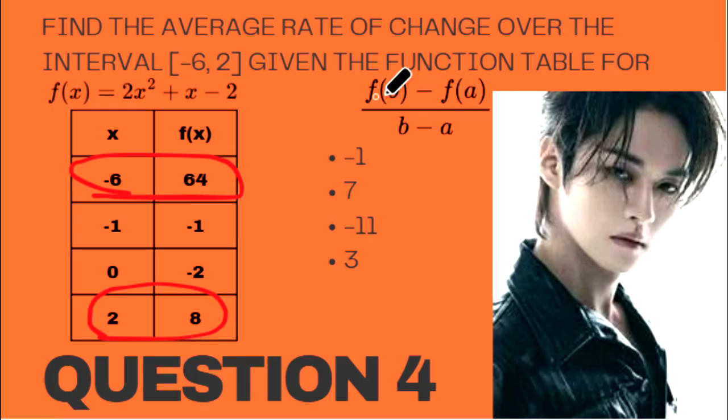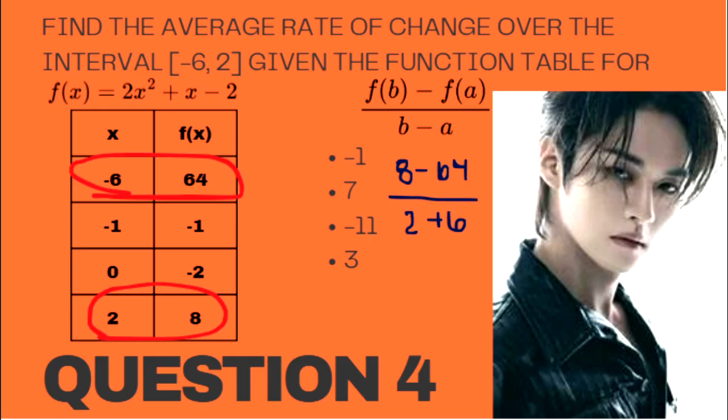Okay, so we need f of b, which is 64, minus f of a, which is, oh my goodness, look, I'm messing it up already, and I'm going to change to black because I don't like the way this looks. So we have f of b is 8, minus f of a, which is 64, over b, which is 2, minus a, negative 6, which makes it a positive 6.